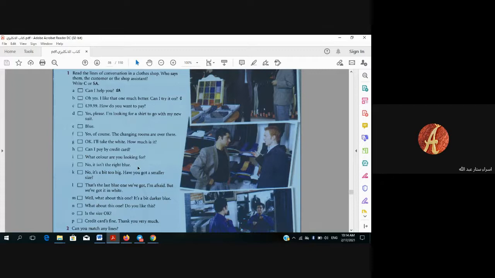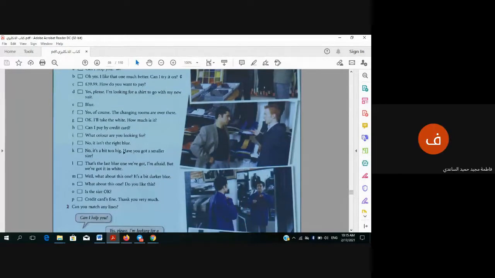What color are you looking for? No, it isn't the right blue. No, it's a bit too big. Have you got a smaller size? That's the last blue one we've got, I'm afraid, but we've got it in white.